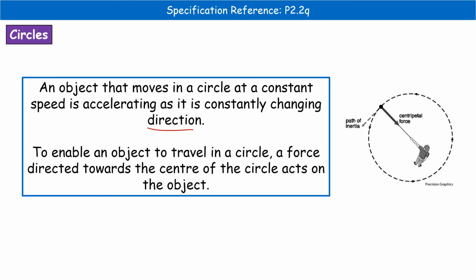Do remember that in order to allow any object to travel in that circular pathway, we need a force directed to the centre of the circle acting on that object. And this is something that's obviously going to pop back into our knowledge when we come on to that final topic of P8 and we look at things like the orbits that planets have in our solar system.